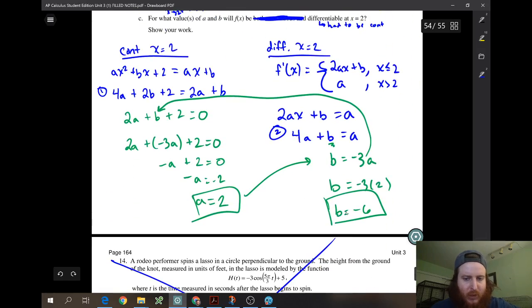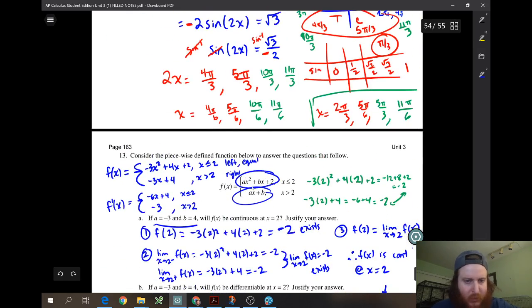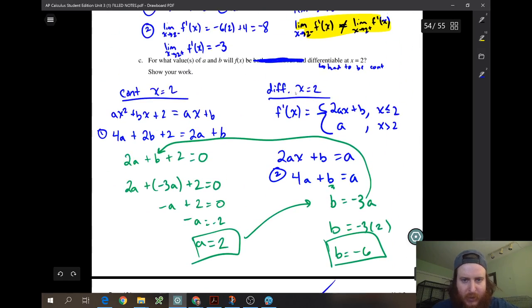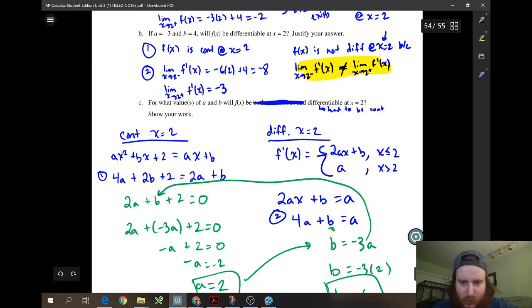So you plug in a is 2, b is -6, and x is 2. You plug all three of those numbers into the originals and make sure they match. Then you can plug in 2, -6, and again x equals 2 into your derivatives and make sure they match. And if they both match, you did it correctly.